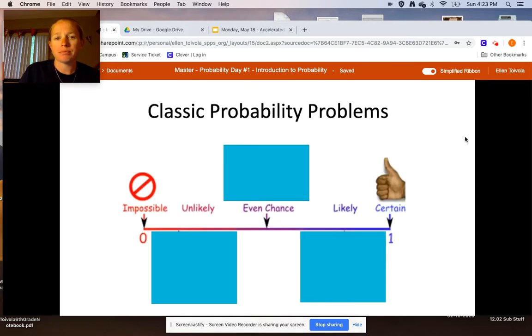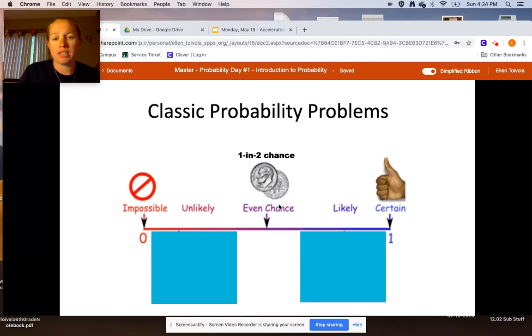All right. The next thing we're going to look at is some classic probability problems, and you're going to see problems like these pop up throughout our unit. So the very first one is an even chance, a 1 in 2 chance. That's the coins that I keep mentioning, right? One of the 2 sides is heads. One of the 2 sides is tails. That's why it's an even chance, right? There's an equal amount of heads and an equal amount of tails on each fair coin, not a trick coin.